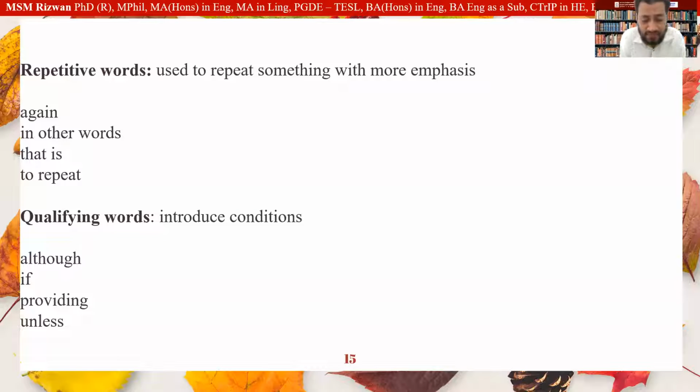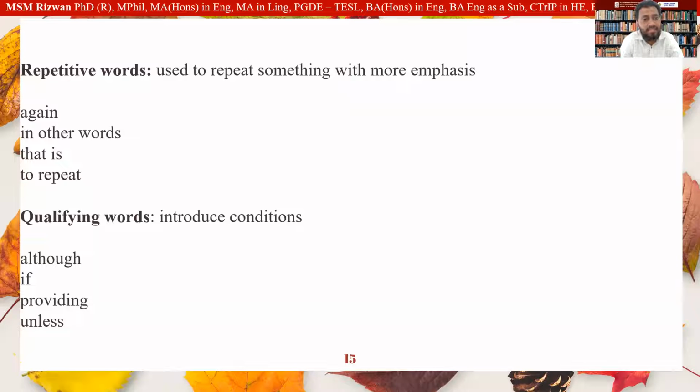Now look at the other transitions or else the logical connectors given here. We call it repetitive words. They are used to repeat something with more emphasis. You might have already stated certain things, but you feel there is a need of giving some more emphasis on the particular fact, so you can use the given repetitive words in order to repeat something, right?